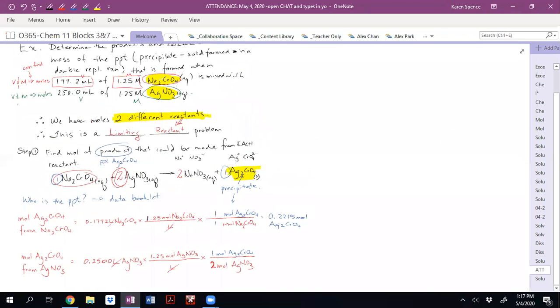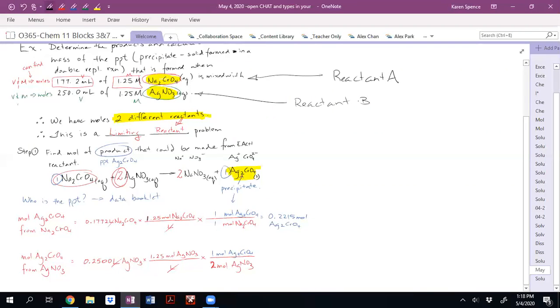Okay. So what we have is we have 2 reactants. We have our sodium chromate, which we'll call reactant A. And we have our silver nitrate, which we will call reactant B. Is that part okay?